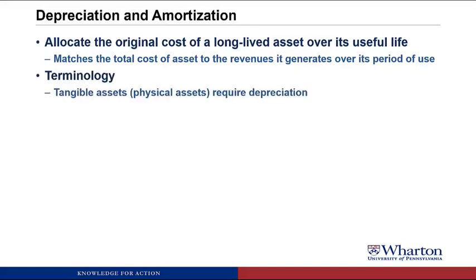Now, some terminology here. For tangible assets, which are physical assets like buildings or equipment or a truck, we're going to call this process depreciation. For intangible assets, which are abstract assets like trademarks or customer lists, which we've acquired in an acquisition, we're going to call this process amortization. But the process is going to be very similar, even though the terminology is different.